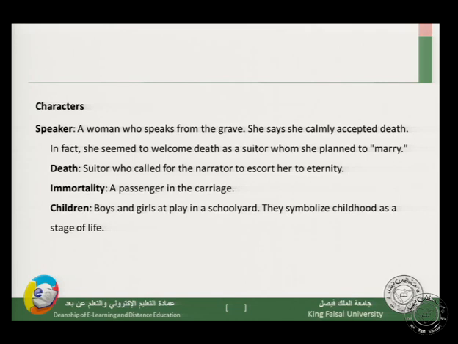Now we'll come to it. Then immortality as one of the passengers in the carriage, because the three of them were in the carriage: the speaker, the lady, and death and immortality. They were all in one carriage. Okay, and then they passed by a school, and they watched the children playing during the recess.